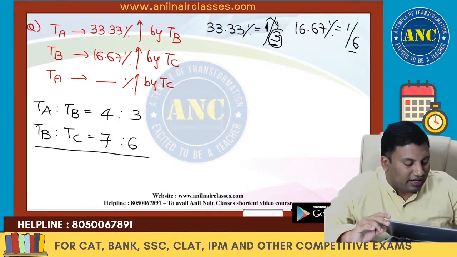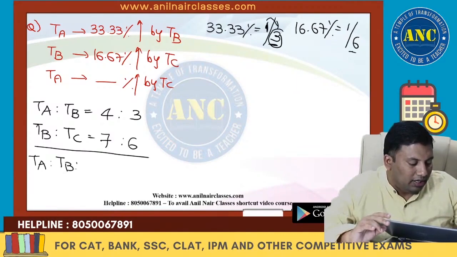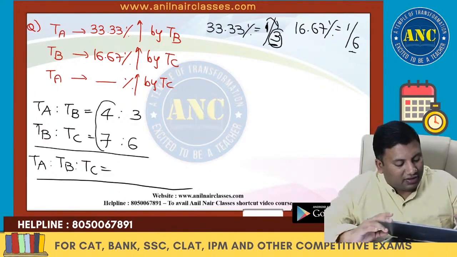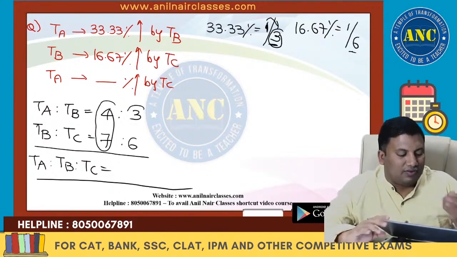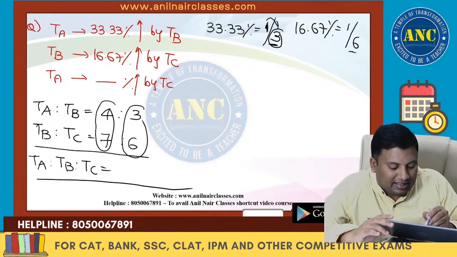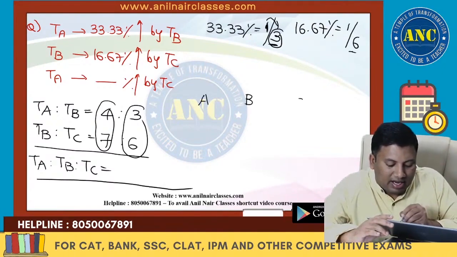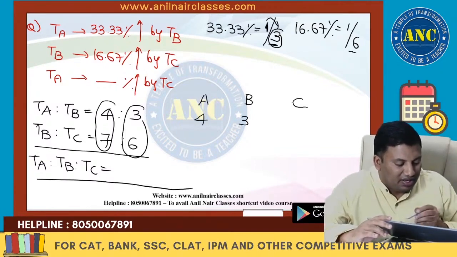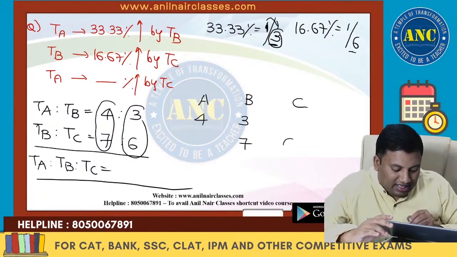So if I take the compound ratio, TA is to TB is to TC. See here, listen carefully. These are the first values. These are the last values. It is nothing but writing like this, sir. This is A, this is B, and it is C. A is 4, B is 3. B is 7, C is 6.